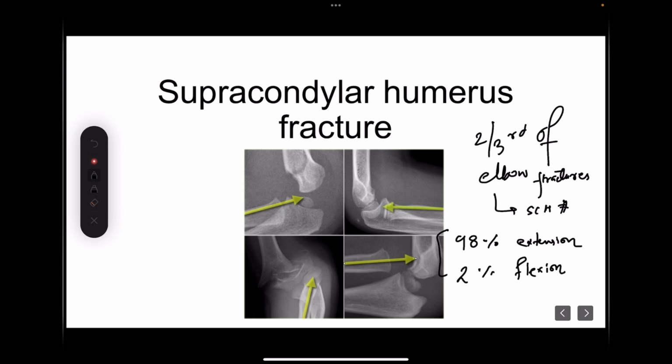What these types are, we will be discussing in further slides, and nearly 10% of these fractures are associated with some kind of neurovascular injury. And some authors do believe that this incidence ranges from 10 to up to 20%. So vascular injury is very common in these fractures.